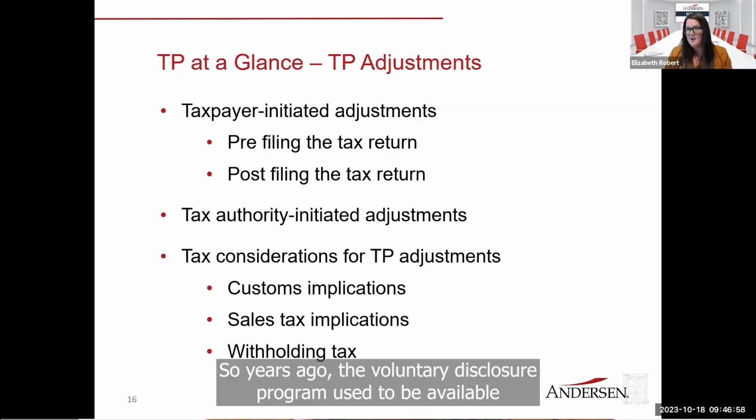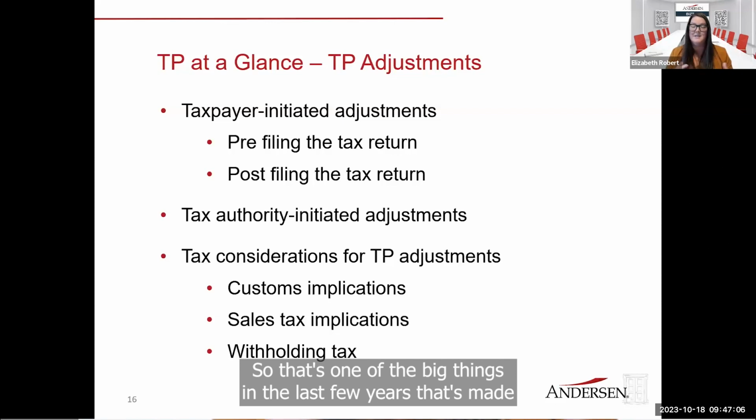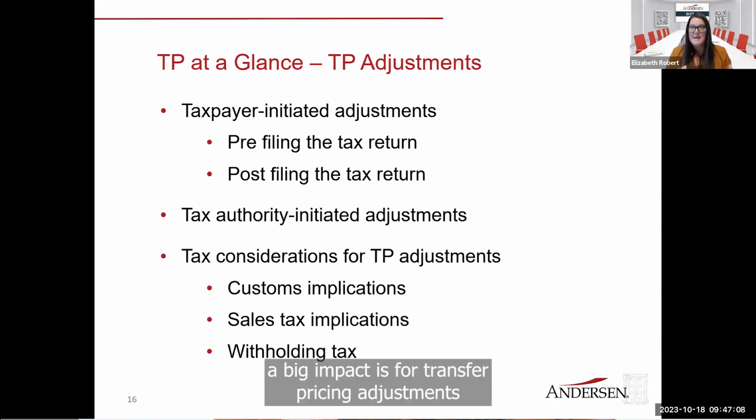Years ago, the voluntary disclosure program used to be available for transfer pricing. It no longer is, unfortunately. So that's one of the big things in the last few years that's made a big impact: for transfer pricing adjustments, voluntary disclosure is no longer there.